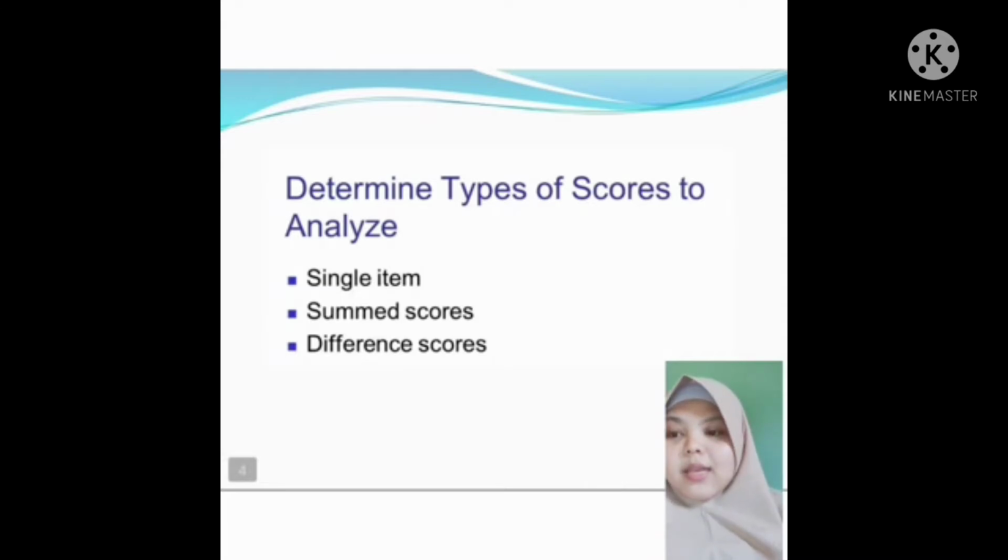The second point is sum scores. Sum scores are the scores of an individual added over several questions that measure the same variable. So the last is difference scores. Difference scores are scores in a quantitative study that represent a difference or change for each individual.